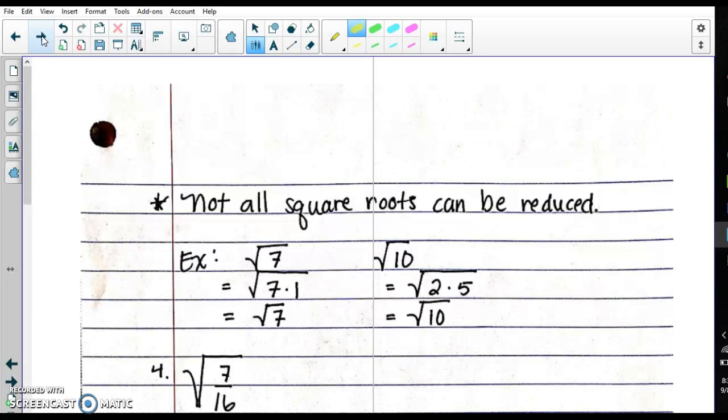Next, I want to tell you guys that not all square roots can be reduced. Sometimes it's just what it is. Like for example, the square root of 7. 7 is a prime number. You can't break it down any more than just 7 times 1, so it would stay the square root of 7. Square root of 10. 10 is not a prime number, but it only has prime factors with no pairs, so it's going to stay the square root of 10.